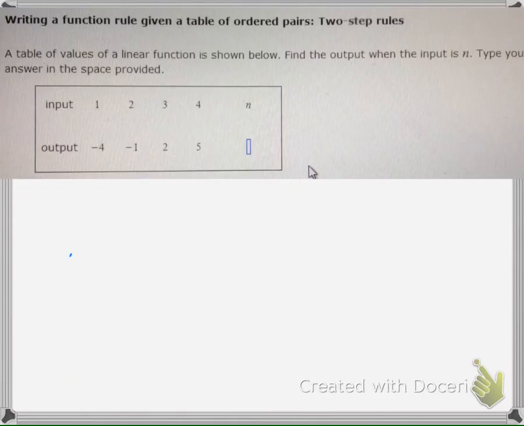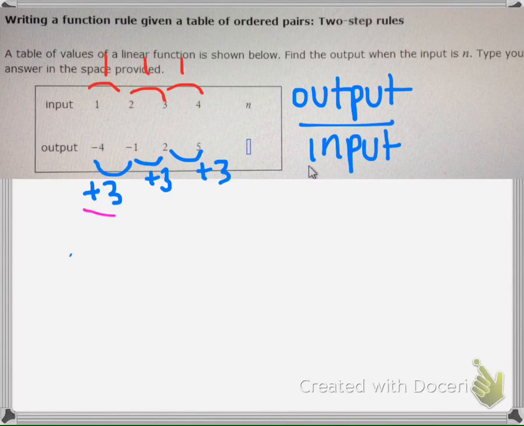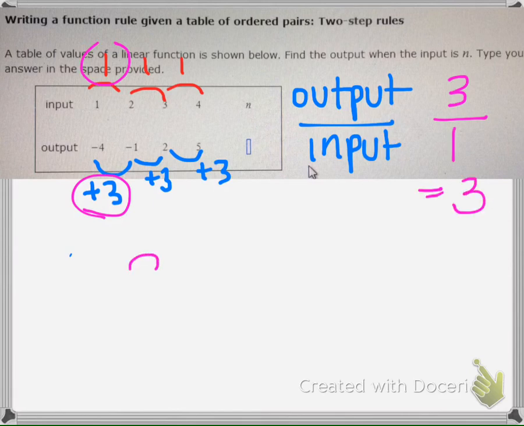Okay, let's try one more here. The difference between these is it's going up by 1 on the input, and we're going to add 3 every time on the output. So it's the output over the input. The output is going up by 3, and the input is going up by 1. So 3 divided by 1 is 3. That tells me what I'm going to multiply n by.